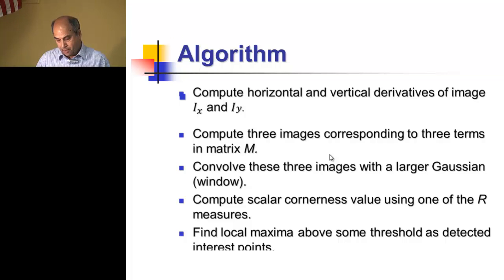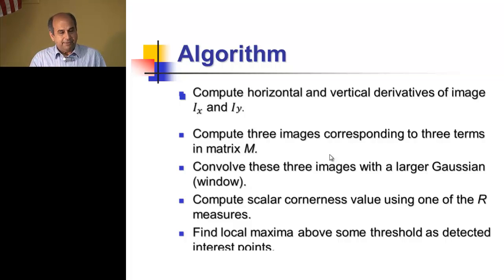very simple. Given an image, you will first compute the Ix and Iy, the derivative with respect to x and derivative with respect to y. And then, as you saw in the M matrix, we had 3 types of terms. It's a symmetric matrix. We had Ix square, Iy square on the diagonal. Then we have Ix Iy. So we have 3 terms.